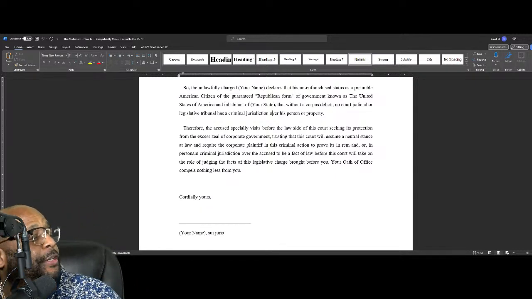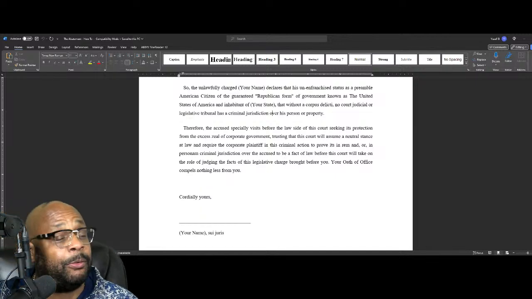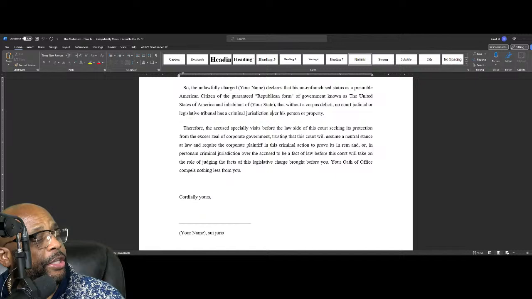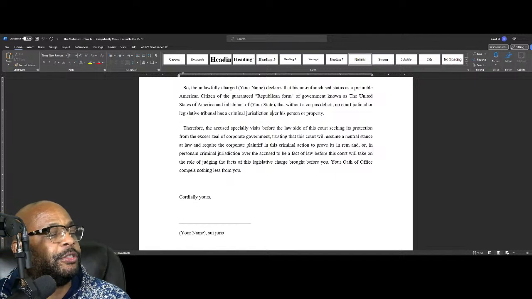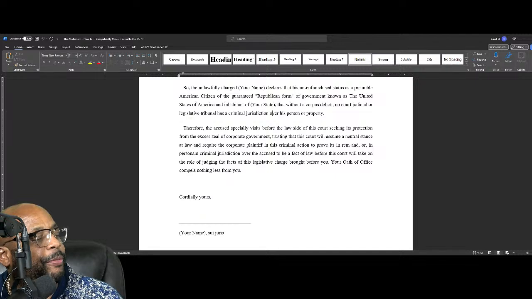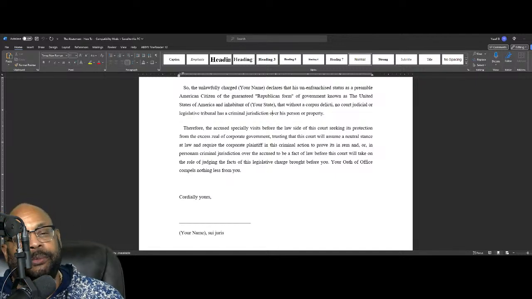Therefore, the accused specially visits before the law side of the court, seeking his protection from the excess zeal of corporate government, trusting that this court will assume a neutral stance at law and require the corporate plaintiff in this criminal action to prove its in rem, or that means against a thing, in rem, or in personam criminal jurisdiction over the accused to be a fact of law before this court will take on the role of judging the facts of this legislative charge brought before you. Your oath of office compels nothing less from you.